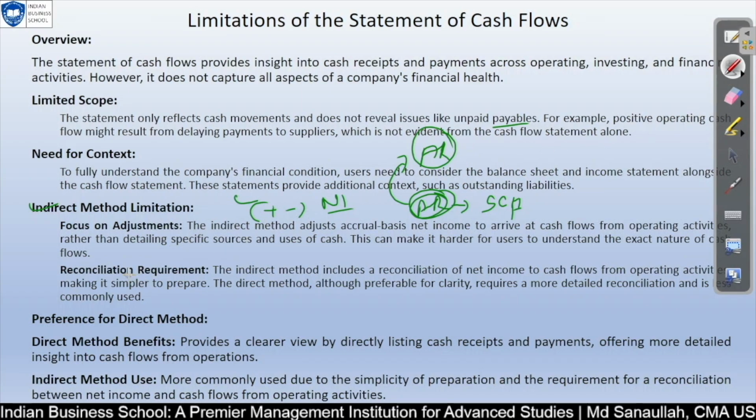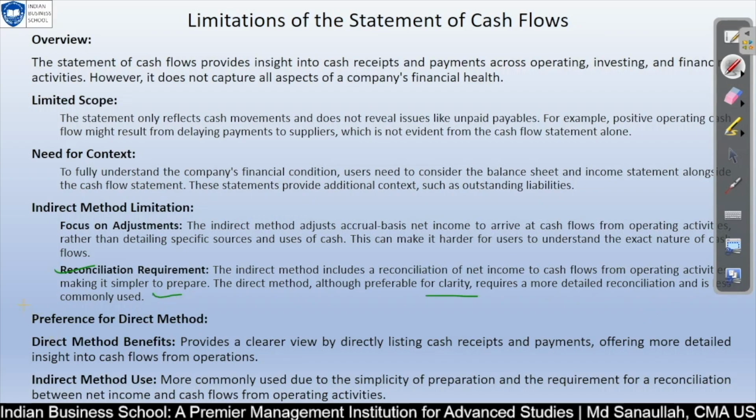If you follow the direct method, they put in all the line items, so that is more detailed. But normally industry and everyone prefers the indirect method. Reconciliation requirement: the indirect method includes reconciliation of net income to cash flow from operating activity, making it simpler to prepare. Although the indirect method offers less clarity, it requires detailed reconciliation and is commonly used, as we have discussed just now.